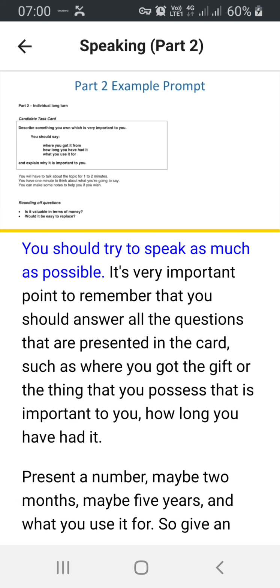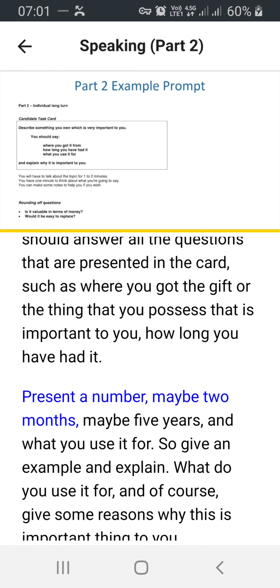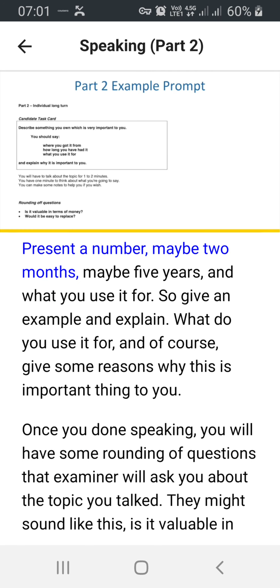You should try to speak as much as possible, and it's a very important point to remember that you should answer all the questions presented in the card, such as where you got the thing you possess that is important to you, how long you have had it, so present a number, maybe 2 months, maybe 5 years, and what you use it for. So give an example and explain what you use it for, and of course give some reasons why this is an important thing to you.